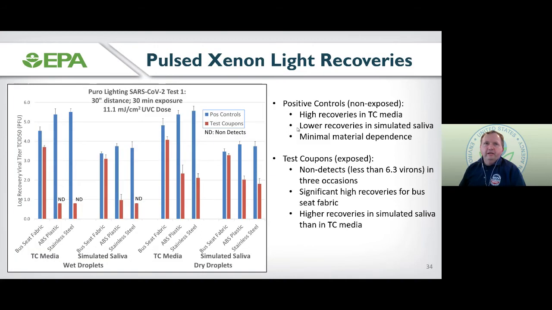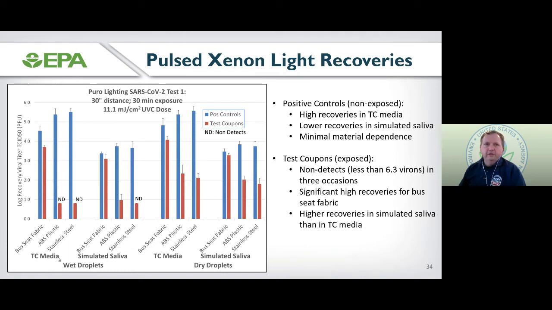So this is a graph of first results of one of the test conditions, and instead of jumping straight to the log reductions, I wanted to illustrate it with the recoveries that were obtained from various materials, both positive controls and the test coupons. So in this graph on the left, you see groups of 3 materials: bus seat fabric, ABS plastic, and stainless steel, and it repeats itself 4 times. Because different conditions were tested.